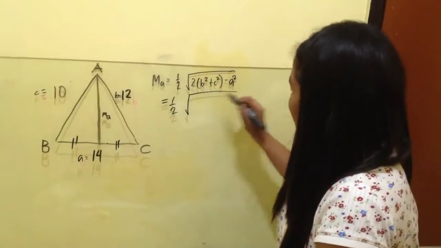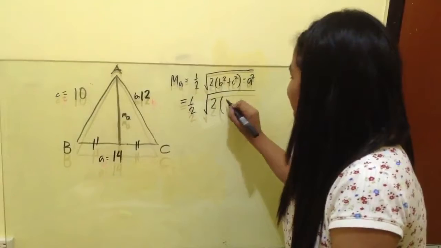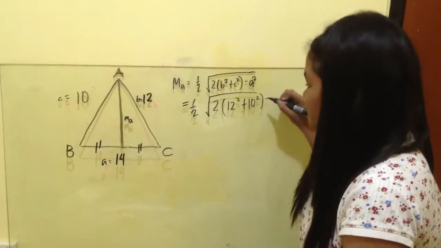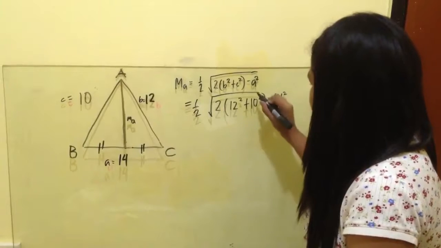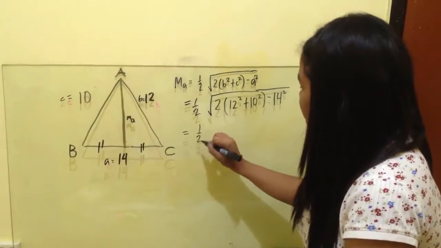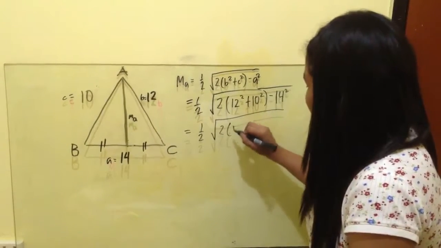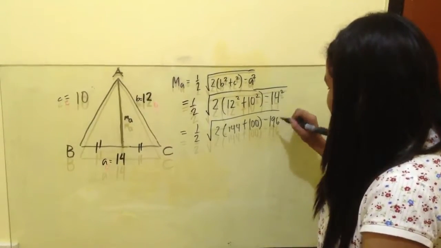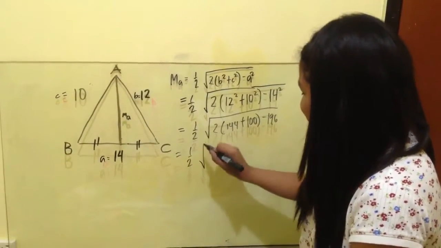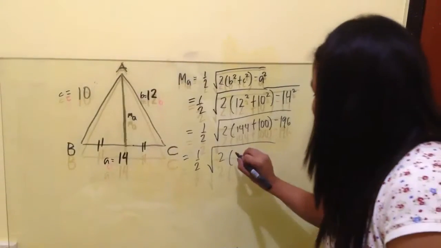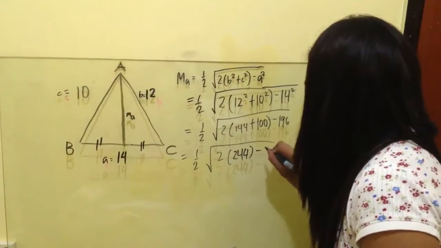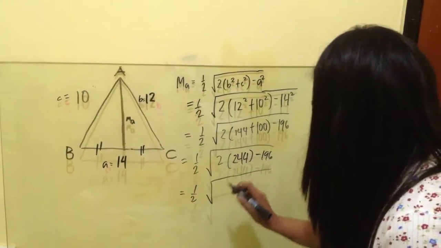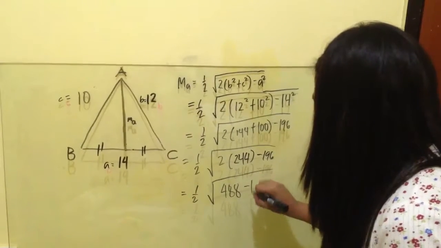1/2 square root of 2 times b squared, 12 squared, plus c squared, 10 squared, minus 14 squared. 1/2 square root of 2 times 144 plus 100 minus 196. 1/2 square root of 2 times 244 minus 196. 1/2 square root of 488 minus 196.